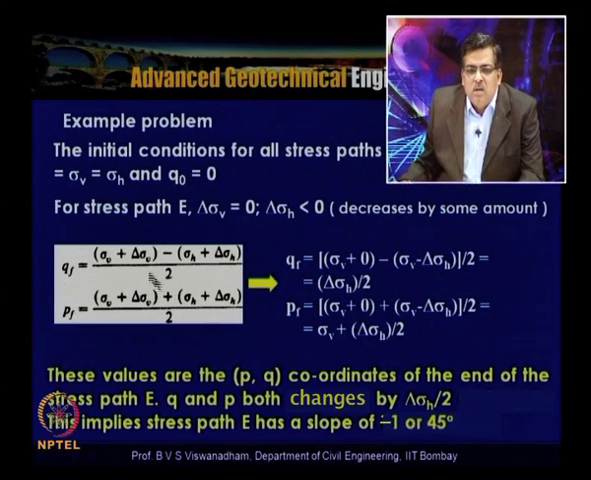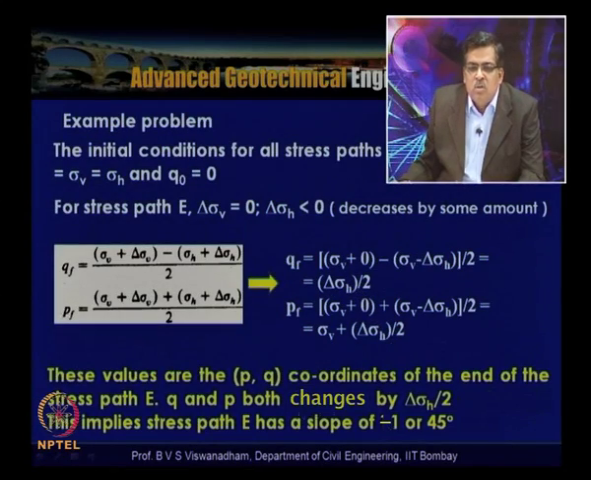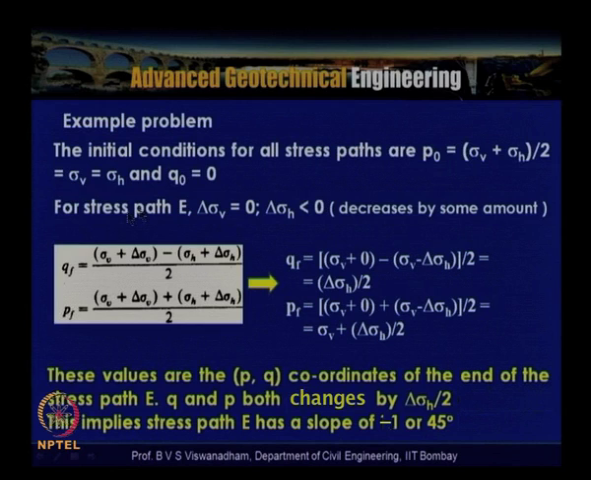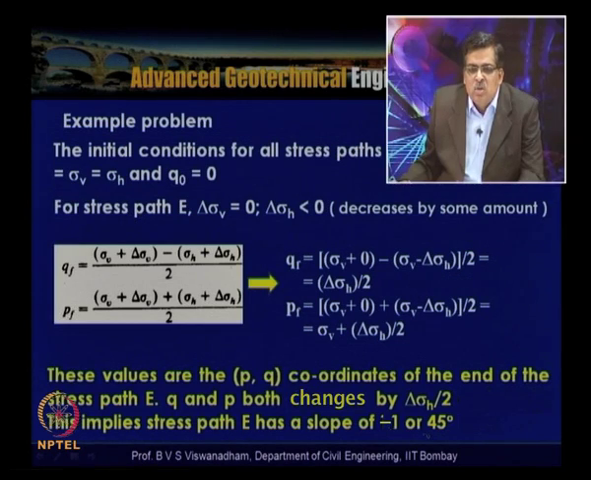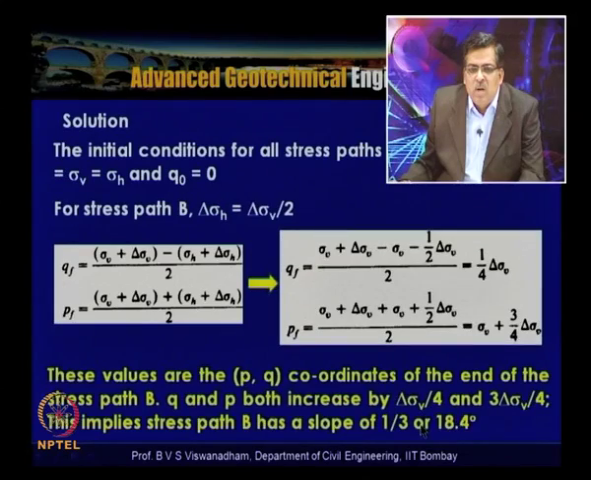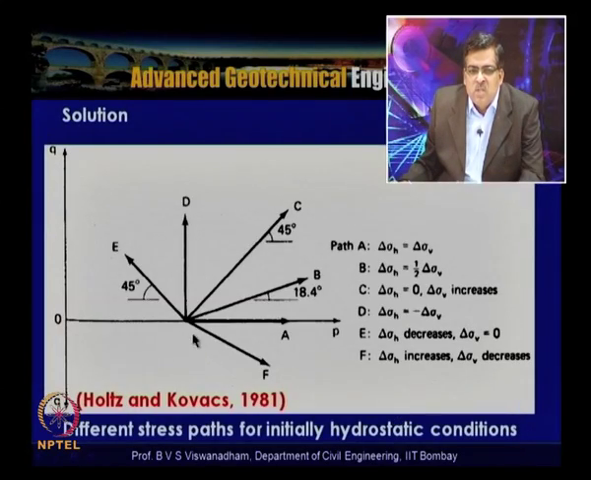So we can see that the values of q and p are both increased by delta sigma h by 2. So this implies that the stress path has a slope of minus 1, at 45 degrees. So this traverses, for this load condition, which is what we have discussed, like this.